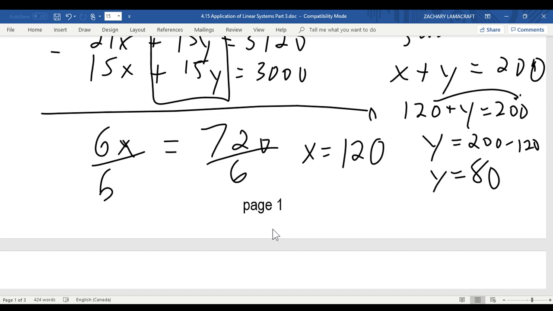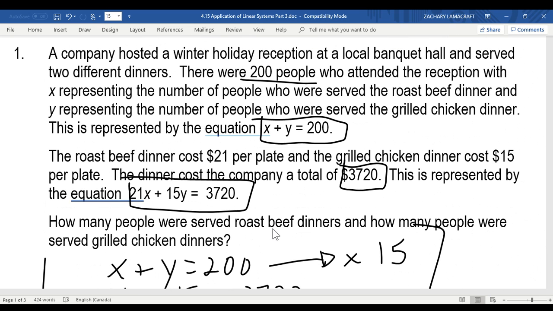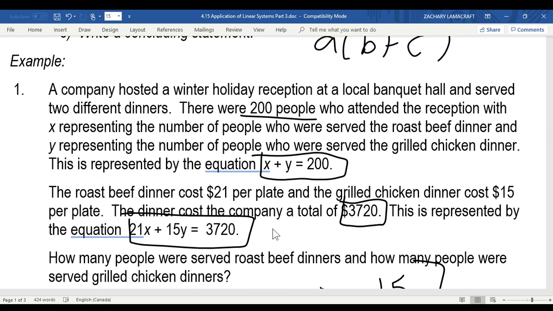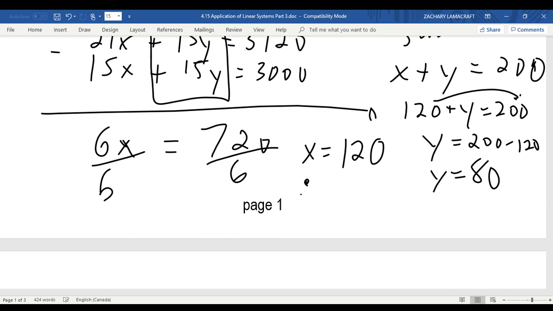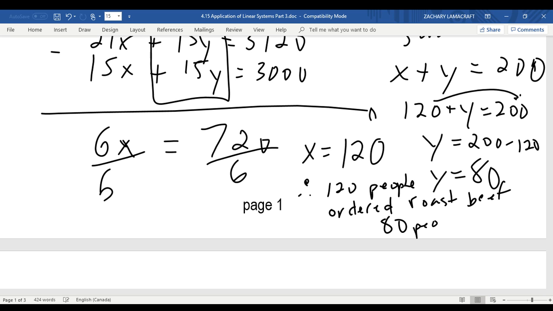And now we can make sense of what this all means. So x again was the roast beef dinner, and y was the chicken dinner. So therefore, 120 people ordered roast beef, and 80 people ordered chicken. Sorry about my writing. Hopefully you can hear my voice.